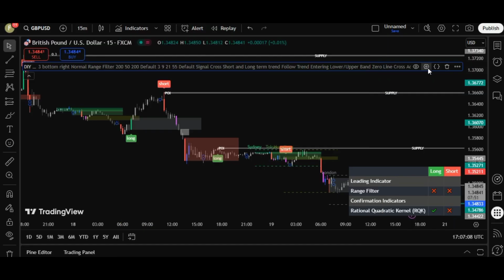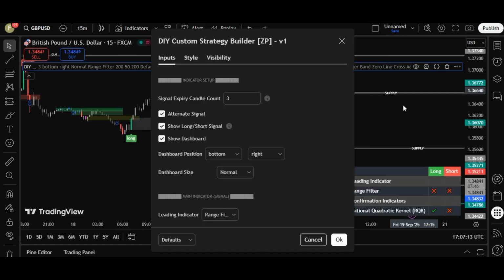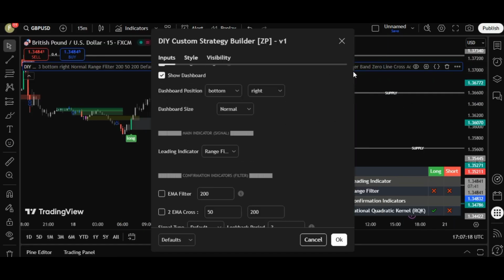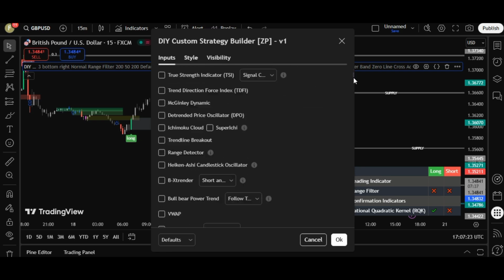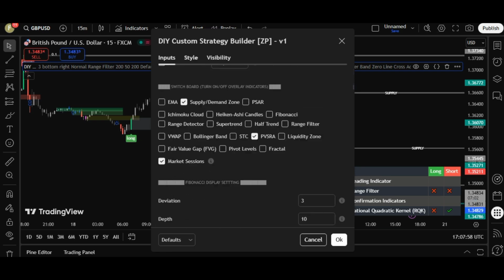Now here comes the fun playground, the settings. You'll see a whole menu of indicators you can mix and match. Want to combine EMA, RSI, and SuperTrend? Go for it. There's also this cool feature called the switchboard. Sounds fancy, but really it just means you can throw up to 14 overlays onto your chart. Things like EMA lines, supply and demand zones, or SuperTrend signals.